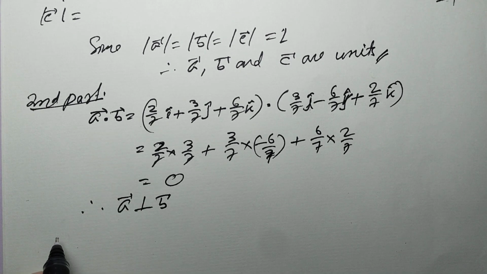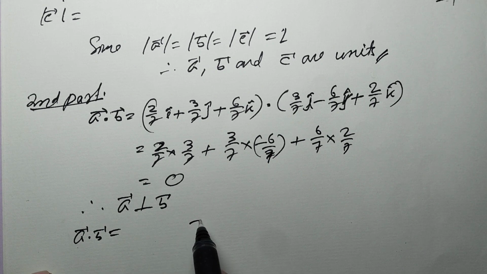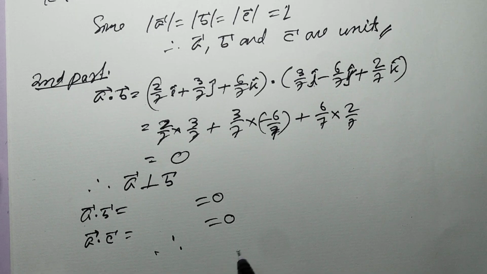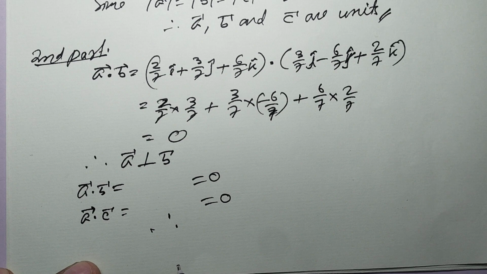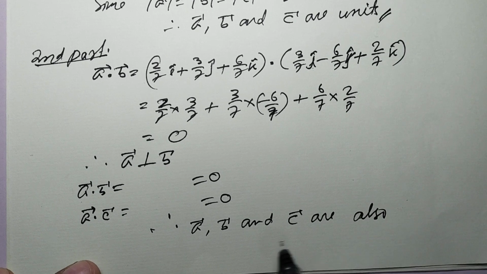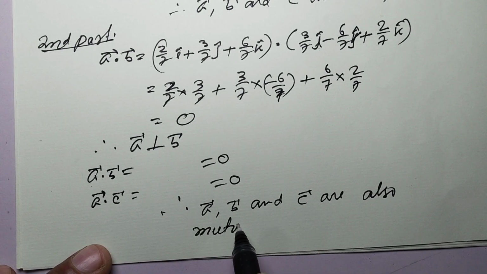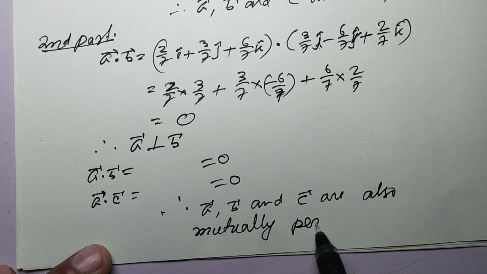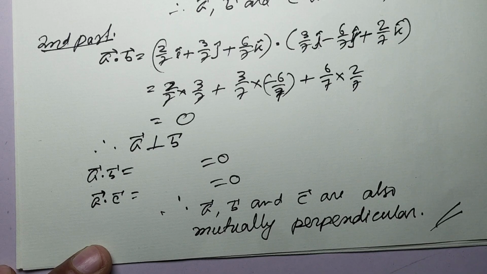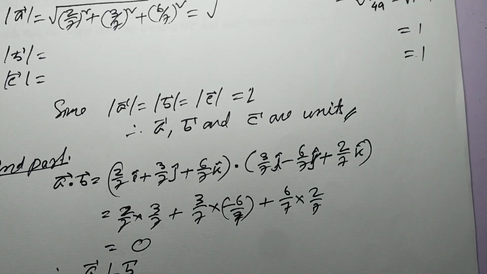A dot B is 0. Same way we can find B dot C and show it is also 0, and A dot C also we can find and show is 0. Then we will say hence A, B and C are mutually perpendicular to each other. So this is the complete solution for this question.